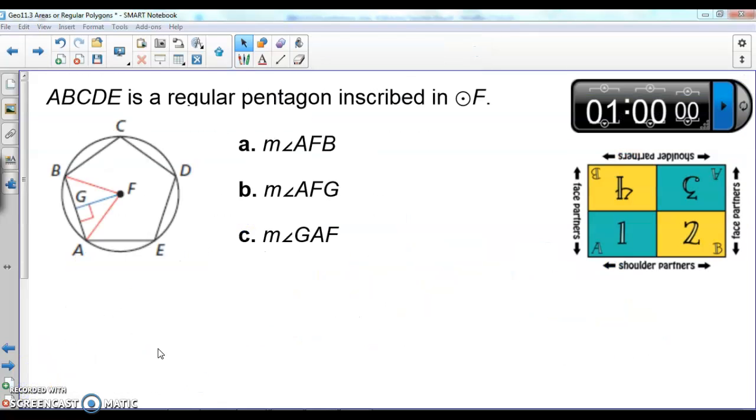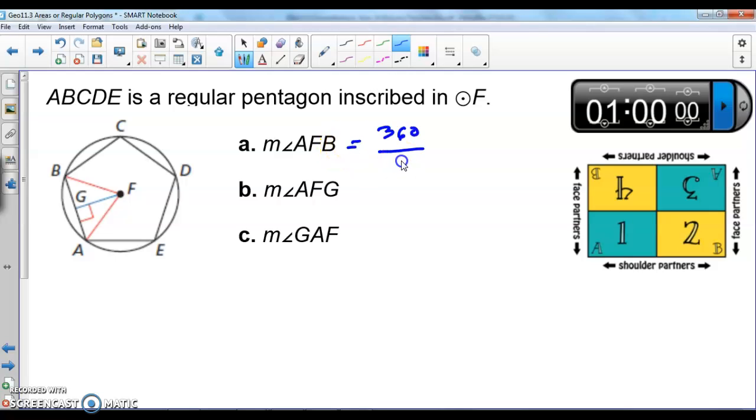So let's look at another example. We have a regular pentagon here. First let's measure AFB, which is your central angle, right? We said earlier, divide 360 by the number of sides. We have a pentagon, so that's divided by 5. So the measure of the central angle is 72.